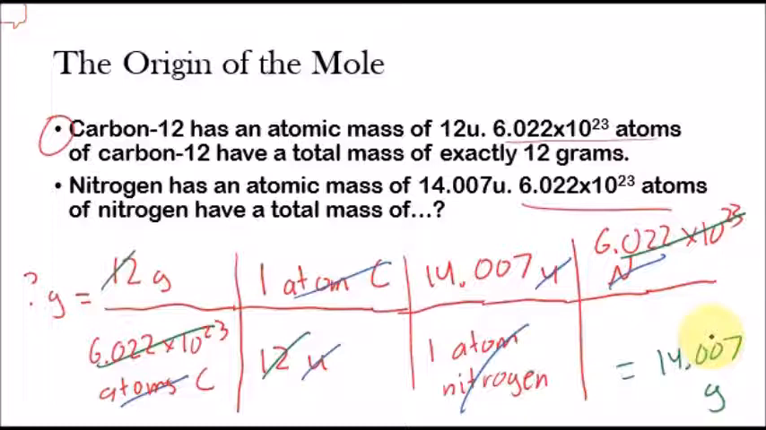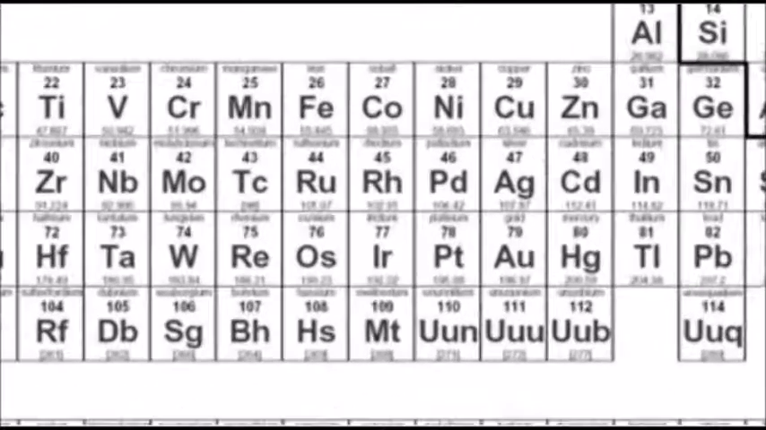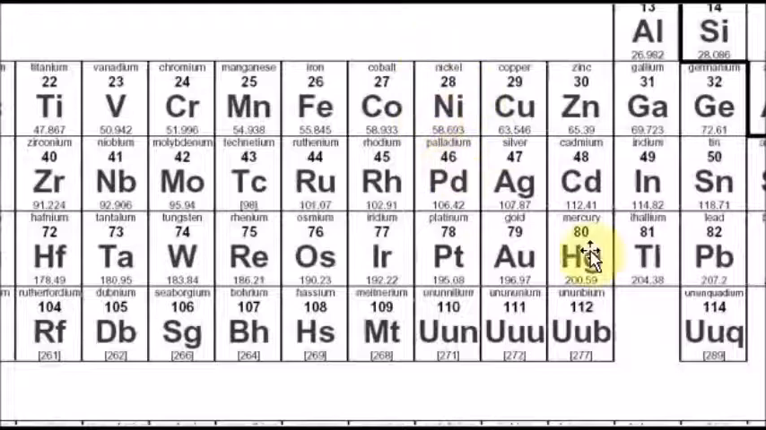And also, using the same dimensional analysis, you will realize that for everything on the periodic table, if you have 6.022 times 10 to the 23rd atoms of that element, the total mass of all those atoms is going to be equal to the average atomic mass of the element. So for example, with nickel, if we have 6.022 times 10 to the 23rd atoms of nickel, the total mass of all those atoms is going to be equal to 58.693 grams.